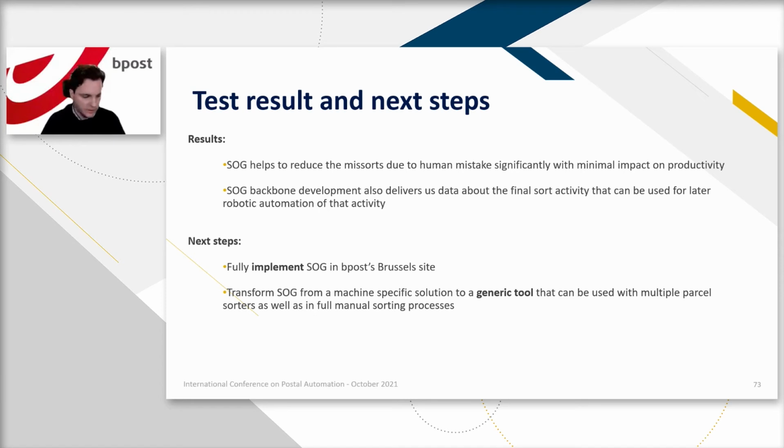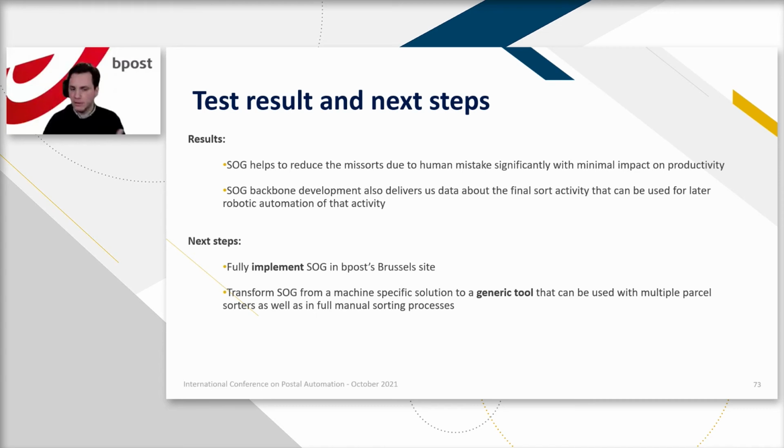But also important to note is that since we have built an integration into the bpost sorting logic backend, we can use this as a basis for other automations, such as robotic automations, where this backend integration will also be necessary. So what are the next steps for us?